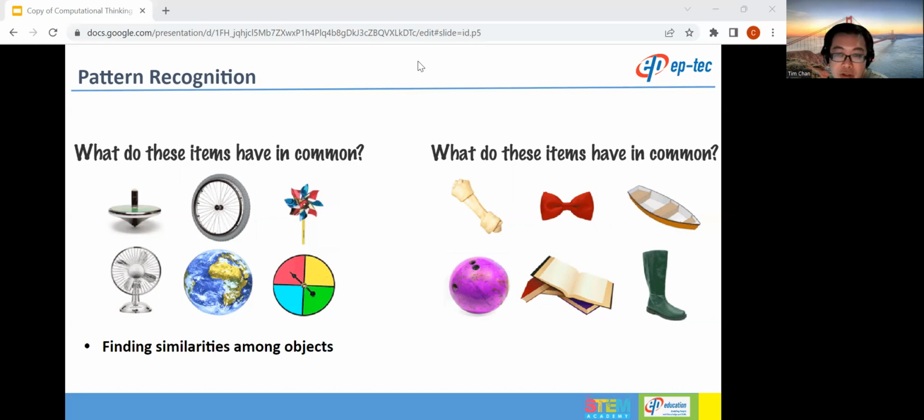So as you can see from the slide here, it's about finding similarities among objects. And sometimes it may not be as obvious, just like the second diagram. However, when you discover the pattern, it became a lot easier to solve the problem.